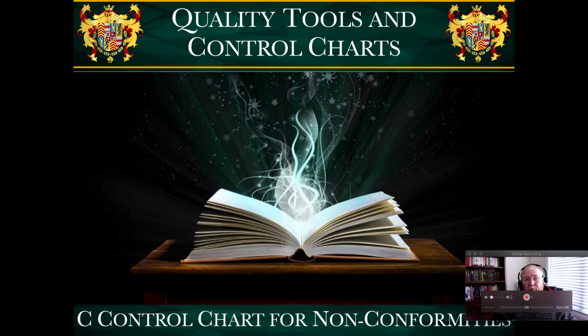So the first one that we're going to look at is called a C chart. And we're looking at the C control chart for non-conformity. So what is a non-conformity? Imagine that I am looking at my cell phone. A non-conformity would be anything that was outside of the specifications that I have here. So for example, I might be looking at the number of scratches that are on the surface of the screen. There shouldn't be any scratches, but there might be some.